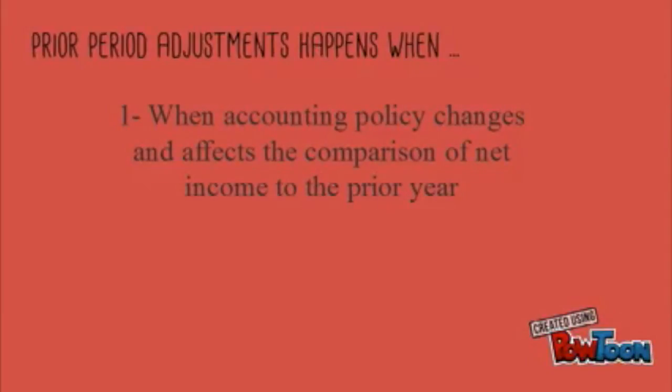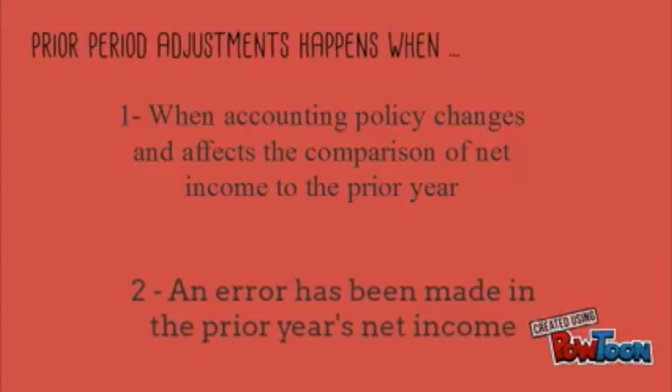Prior period adjustment happens when accounting policy changes and affects the comparison of net income to the prior year, or an error has been made in the prior year's net income.